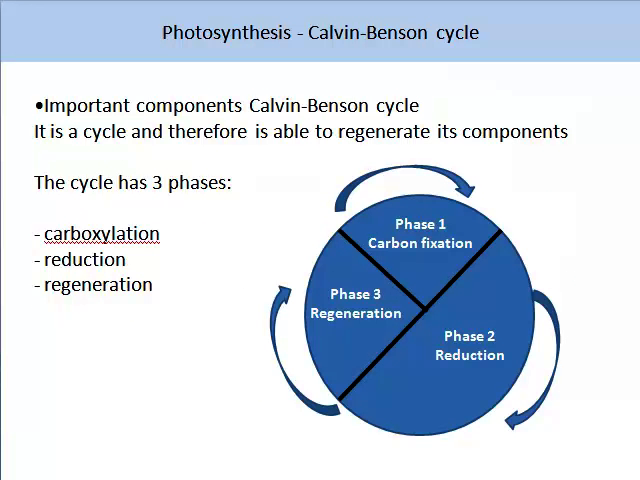Here are some important components of the Calvin-Benson cycle worth remembering. It is a cycle, and therefore it is able to regenerate its components. The cycle has 3 phases. The first phase is carbon fixation. The second phase is called reduction, and the third phase is regeneration. It is this third phase which enables the cycle to continue. We are now going to examine these three phases in more detail.